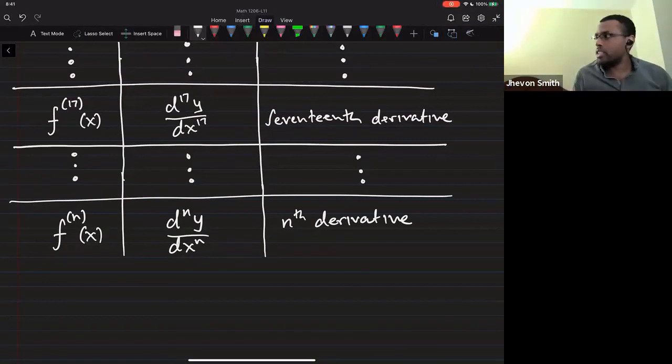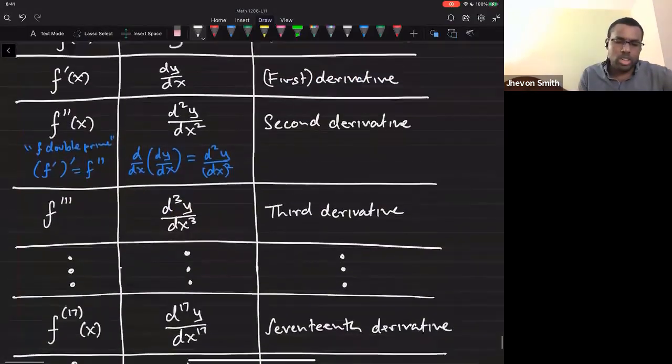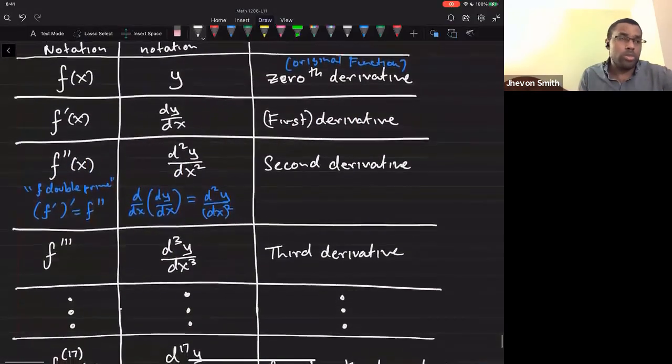And functions like that are actually really nice. We can do a lot of cool things with them in Calc 2, which you can just wait for Calc 2 to figure out. But functions that we can differentiate forever that also have one other special property, you can do things like create Taylor series for them, which is super cool and super useful. But that's the notation. That's how we do first and second derivative.